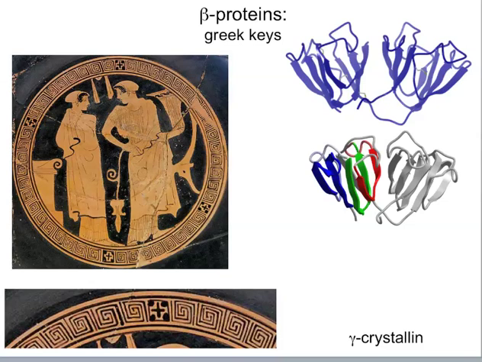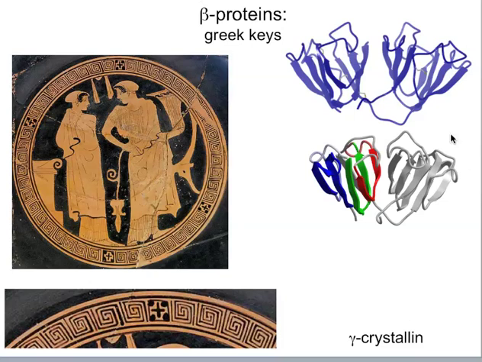I mentioned Greek keys before. Greek key referring to a motif seen in a lot of Greek pottery and other ancient Greek artwork, and we see this sort of key structure that winds around on itself and winds itself back out again and repeats again. And so in the Greek key structure here, this is from a molecule called gamma crystallin found in the lens of the mammalian eye. We see this sort of structure, and it's actually quite complicated.